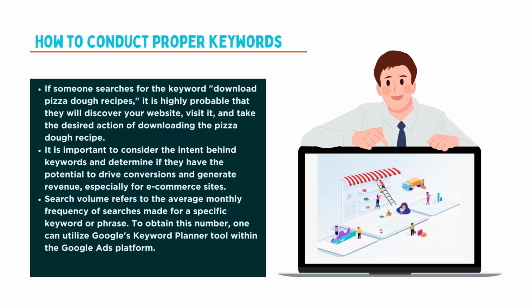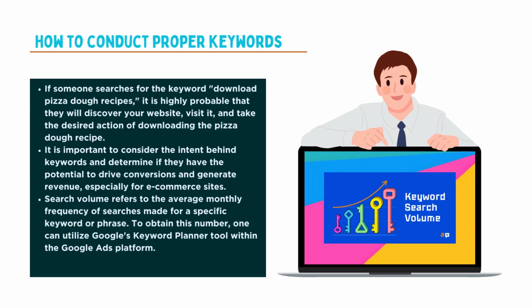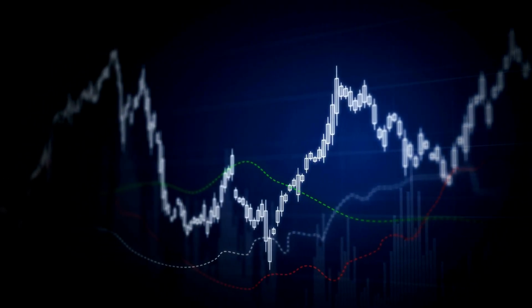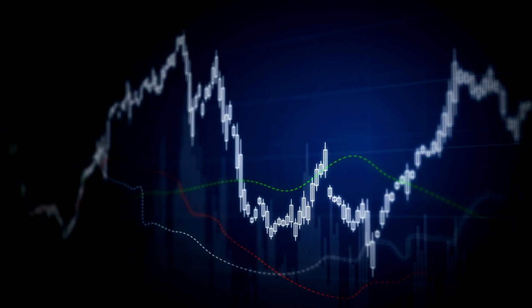It is important to consider the intent behind keywords and determine if they have the potential to drive conversions and generate revenue, especially for e-commerce sites. Search volume refers to the average monthly frequency of searches made for a specific keyword or phrase. To obtain this number, one can utilize Google's Keyword Planner tool within the Google Ads platform. Our goal is to target keywords with a high search volume that can drive significant traffic to the website.